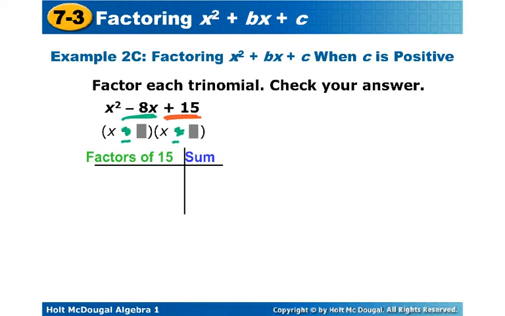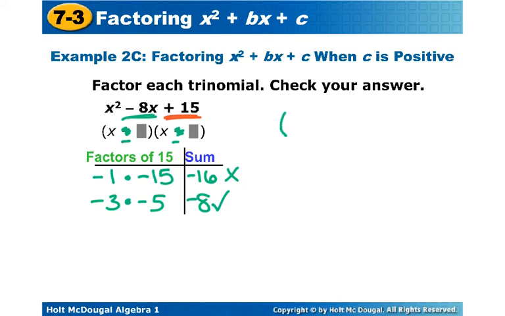So, listing the factors of 15. I could have negative 1 times negative 15. I could have negative 3 times negative 5. And then the factors would just repeat. So checking the sums, negative 1 plus negative 15 gives me negative 16, which is not what I have. Negative 3 plus negative 5 is negative 8, which is what my middle term is.